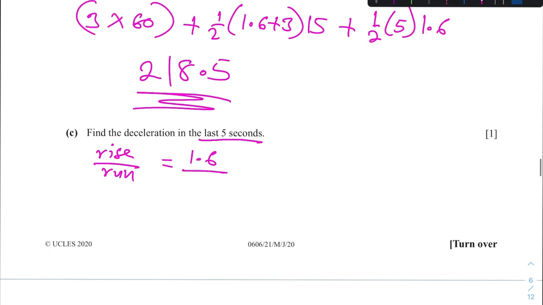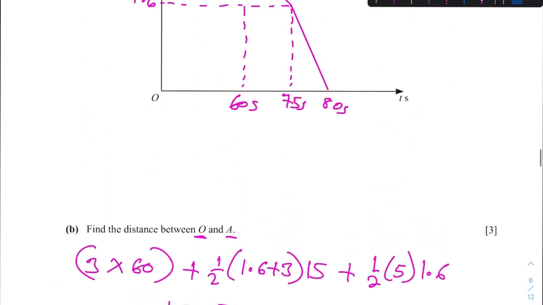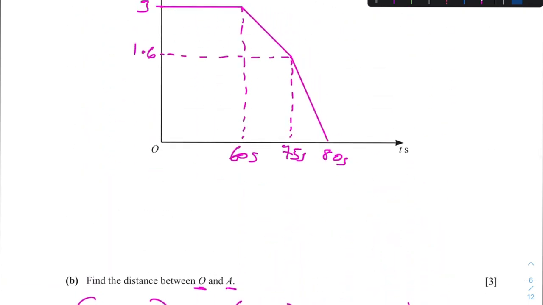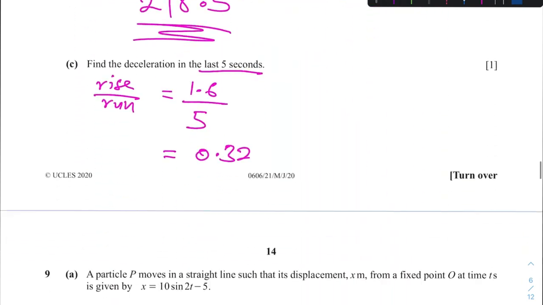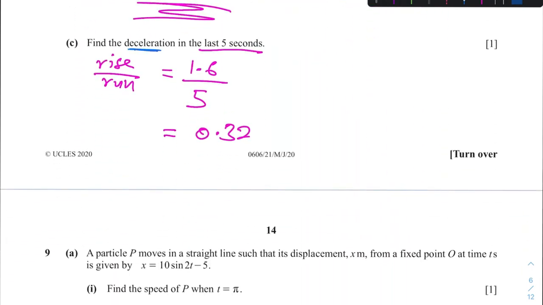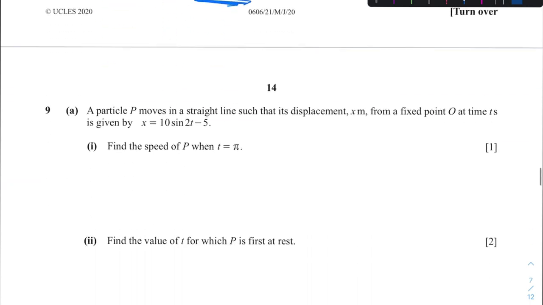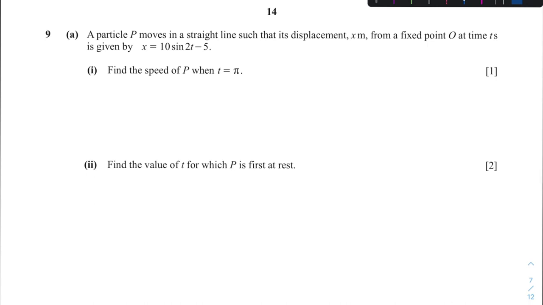All right, and then you are going to write, don't negate it. I'm going to tell you why very soon. So you are going to get 0.32. They said find deceleration. I know that the last 5 seconds, this particular part is definitely negative because it is downward sloping, yeah? That's why they said deceleration. So if you are looking for deceleration, any value you have there is assumed to be negative. So that's it.